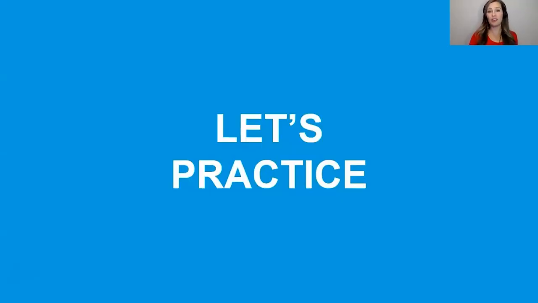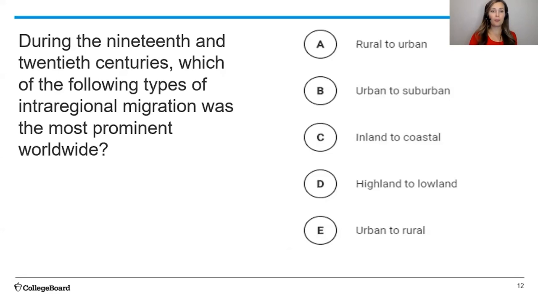Let's take a moment to practice with these concepts. During the 19th and 20th centuries, which of the following types of intra-regional migration was the most prominent worldwide? Now, I've selected this question because we are at the final video for all of Unit 2, and I wanted to choose something that would encompass a lot of the key ideas that you've been working with. So let's highlight a couple of things in this question here.